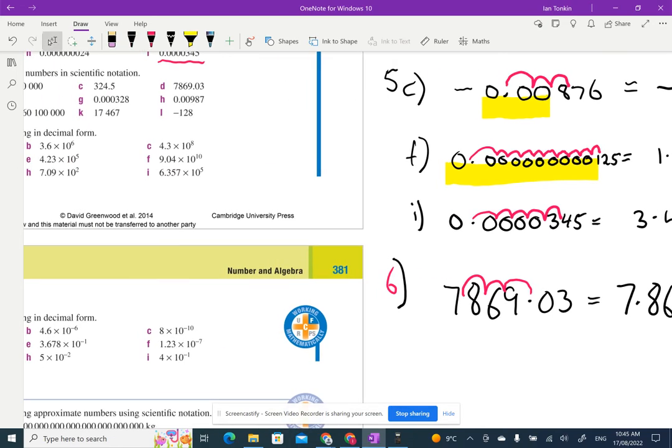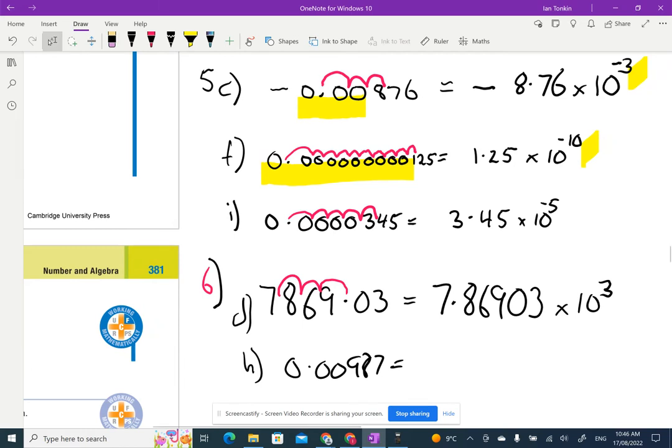The next one, you might be going, I'm just going to use that trick. There are 3 zeros there. So that was D, and this is H, and I'm going to write 0.00987. I don't need to do my decimal point jumping. I know it's going to be 9.87. There are 3 zeros there. I'm going to write times 10 to the power first. Times 10 to the power of -3.